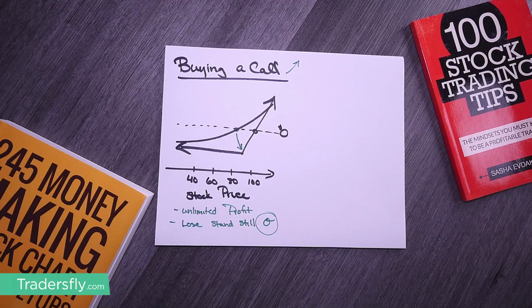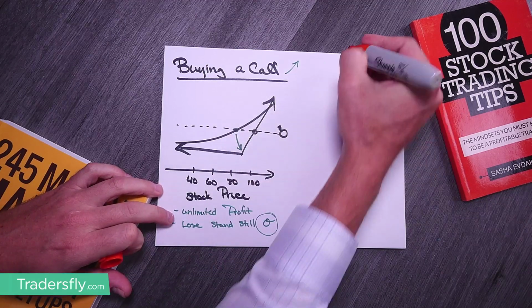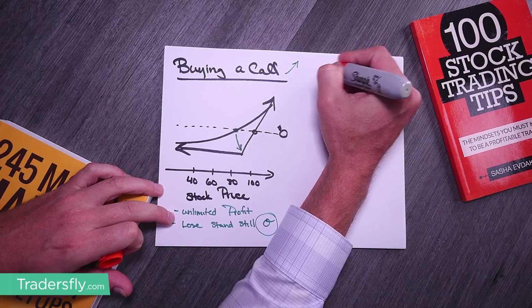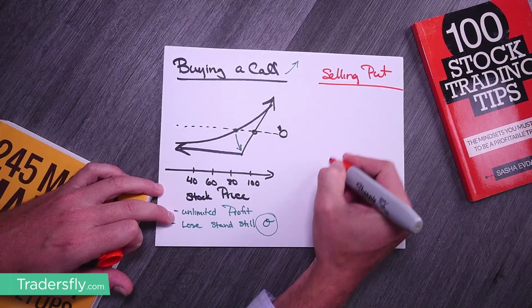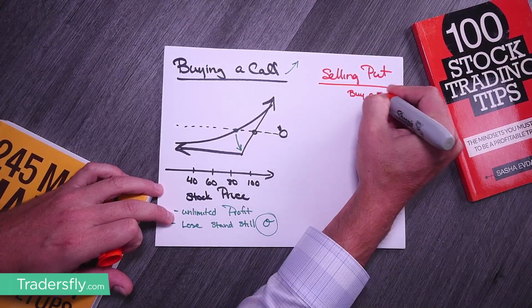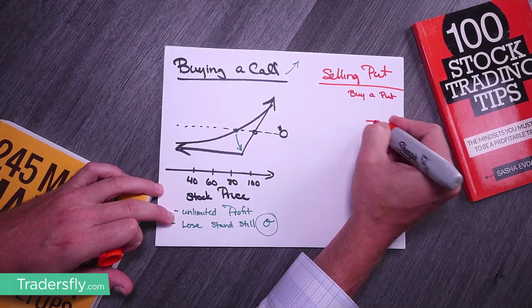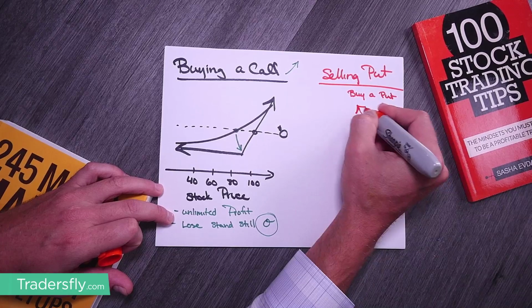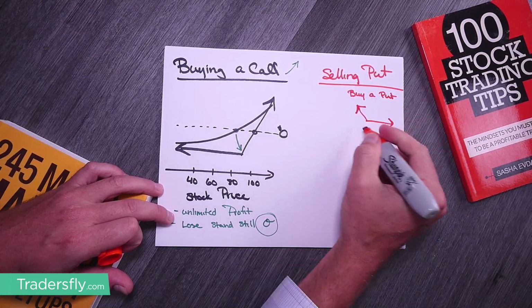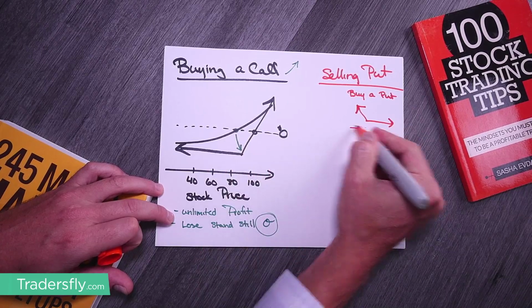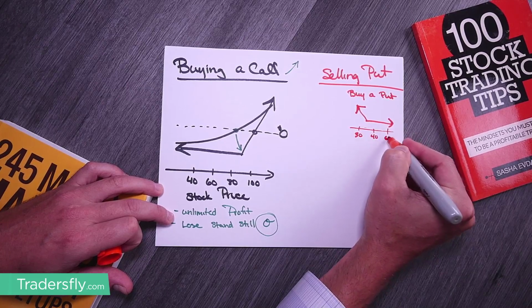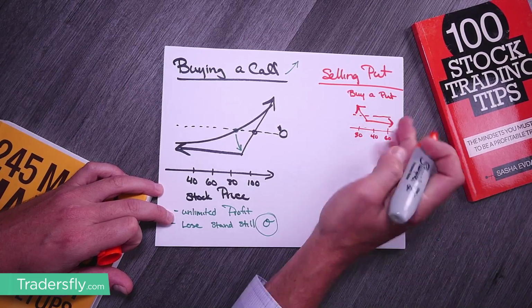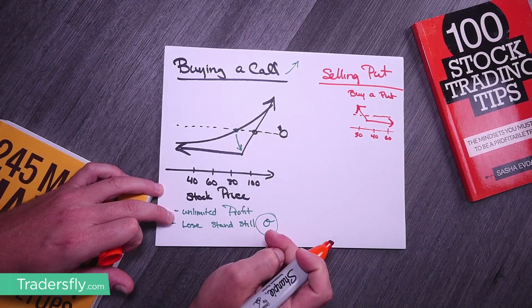Now let's talk about selling a put. Here's our first little intro to this. When you normally buy a put, the graph goes this way, so you make money as the stock goes down. Here's our stock price, here is 30, 40, 60, and so on, and here's your zero line. So you make money as the stock goes down.